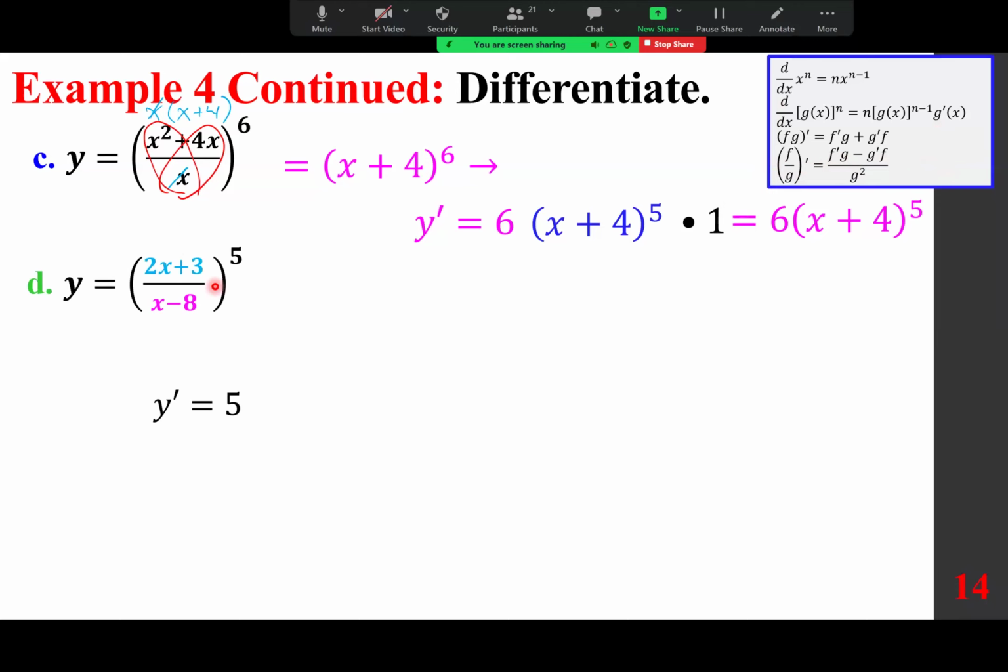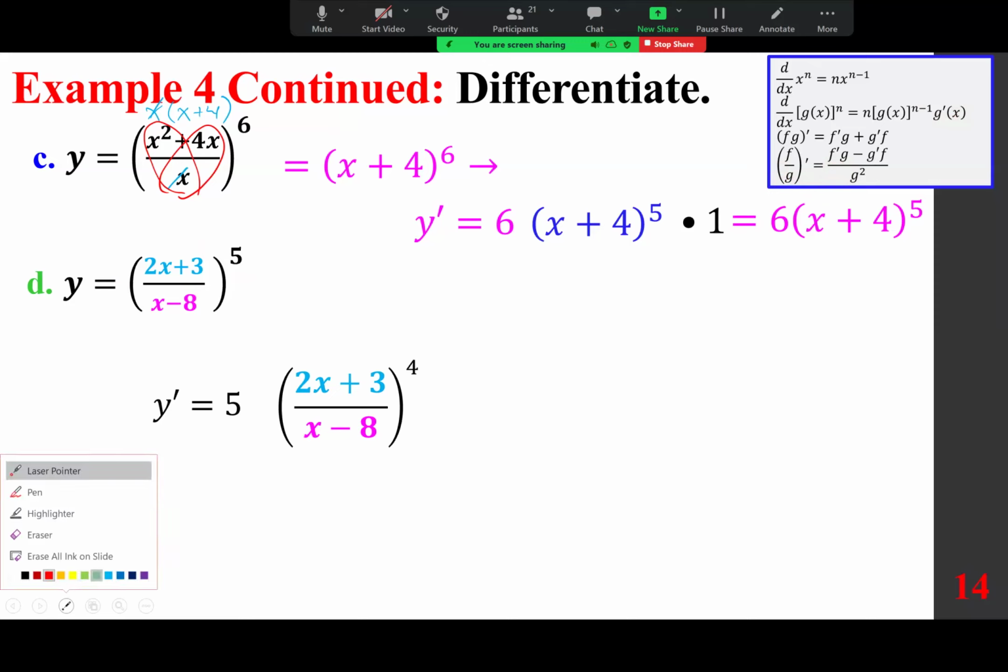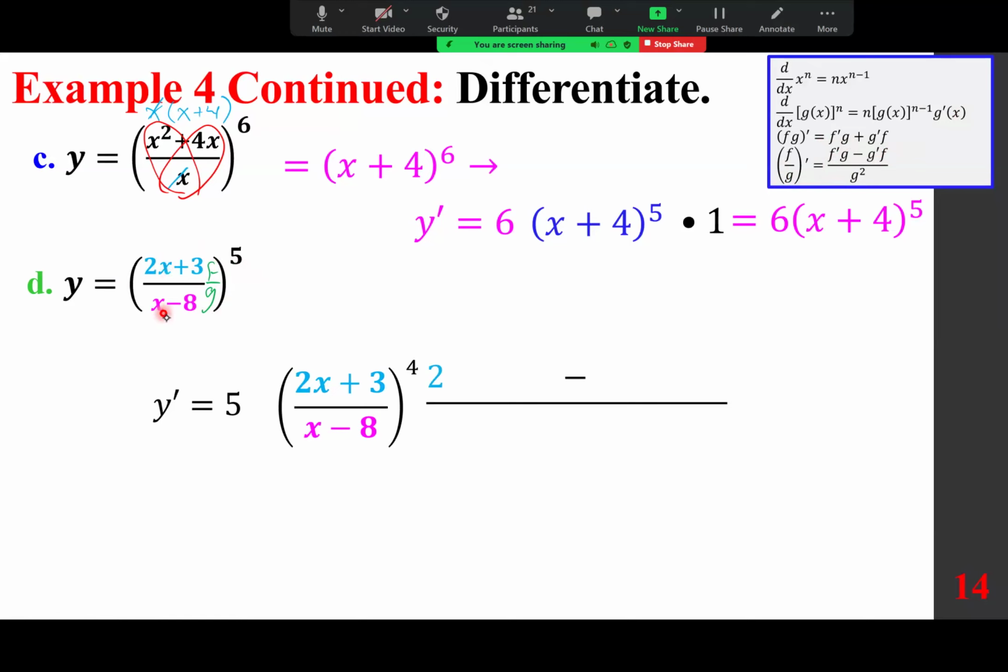g of x to the power of n minus 1, this whole thing to the power of 4. And now g prime, that means the derivative of the inside, we are going to go with the quotient rule. So we're going to use f over g, using the fact that the top we're going to call f. So f prime g minus g prime f over g squared, and the bottom is g. So the derivative of the top is 2 times the bottom x minus 8, minus g prime, minus 1 times f, the numerator is 2x plus 3, over g x minus 8 quantity squared.